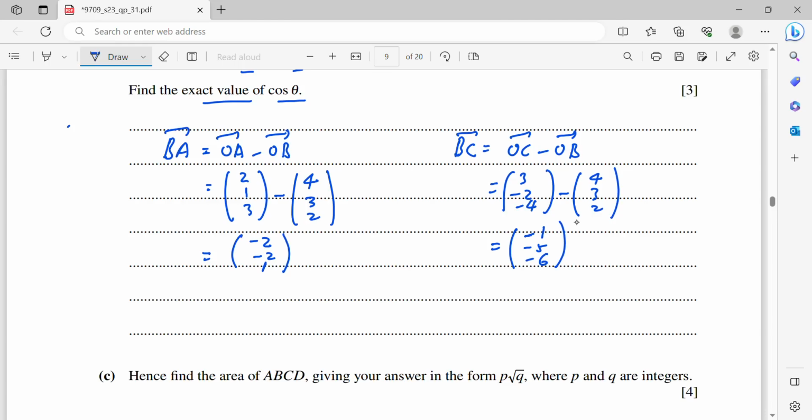Okay, so now use the formula BA dot BC. This is the scalar product formula. It is magnitude BA, magnitude BC, cos theta. And now you need to find the exact value of cos theta. Okay, so when you multiply, right, the dot product means you multiply. So minus 2 times minus 1.